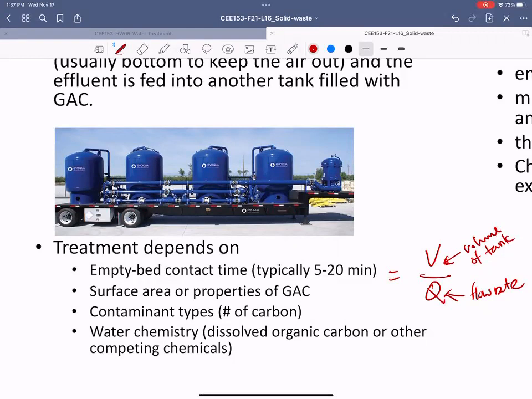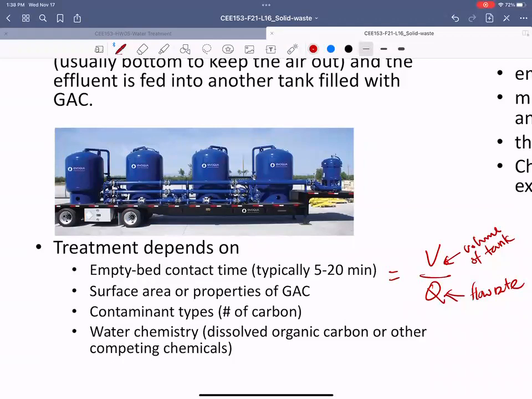The treatment depends on the surface area or property of the activated carbon. It's called granular activated carbon, GAC, which refers to the size of the activated carbon. Adsorption is a surface process. That means it will stick on the surface. So if you have high surface area, you get more adsorption. And some high quality activated carbon will remove more pollutants. So it also depends on the quality of the adsorbent.